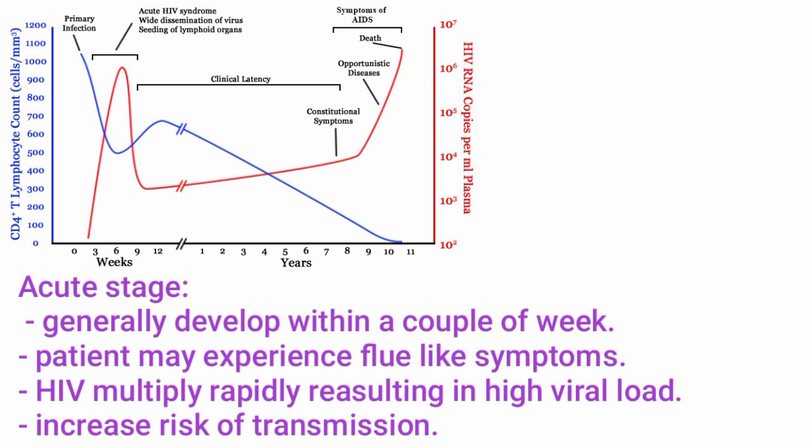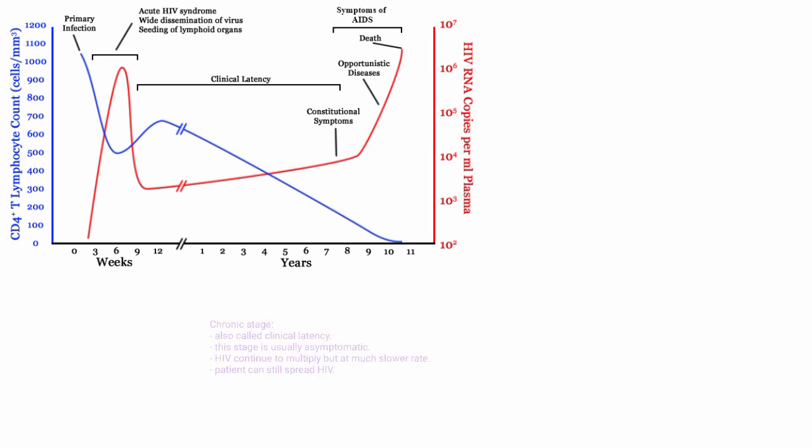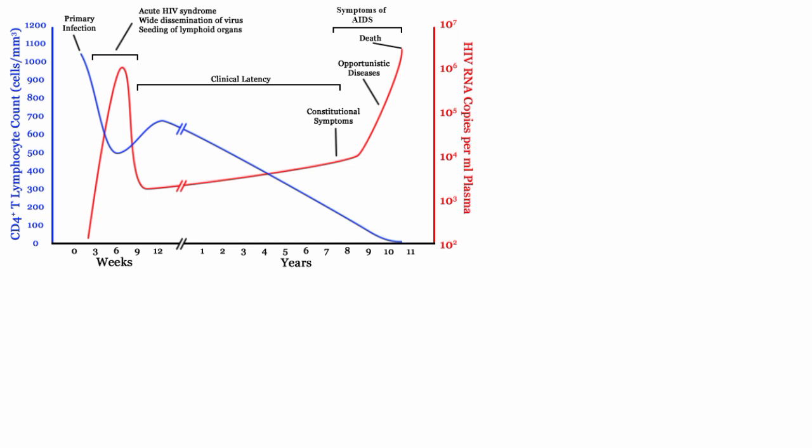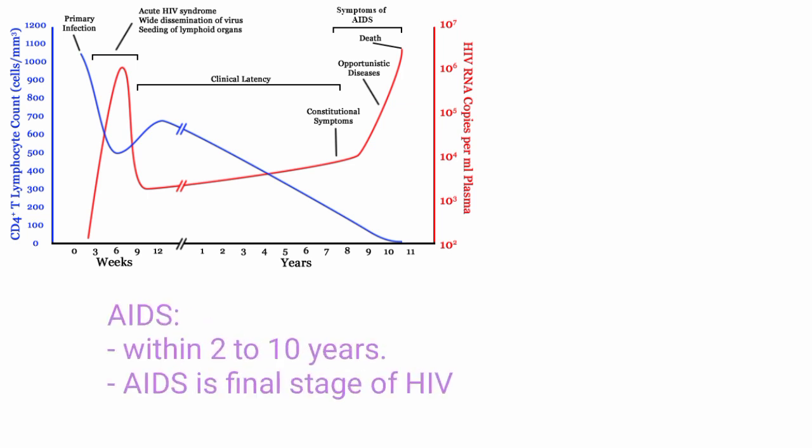HIV multiplies rapidly, resulting in a high viral load in the blood and increased risk of transmission. The chronic stage, also called clinical latency, is usually asymptomatic. HIV continues to multiply but at a much slower speed. The patient may not have any symptoms, but they can still spread HIV to others. Without treatment, the disease usually progresses to AIDS.